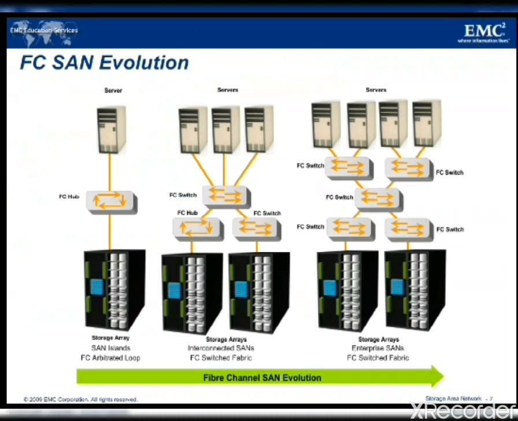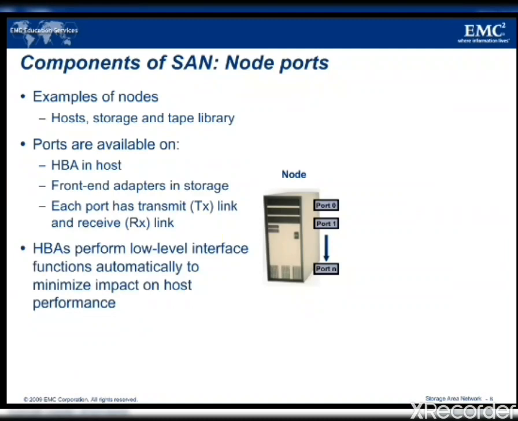You can see there are several components which are connected to each other. In today's class we will be discussing all these hardware and software components which are required to construct such an architecture. The first component of an FC SAN is called node ports. Now what is meant by a node?